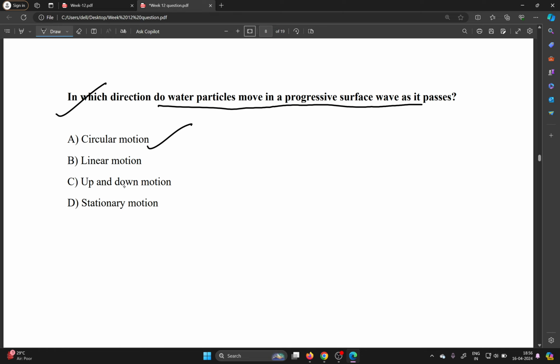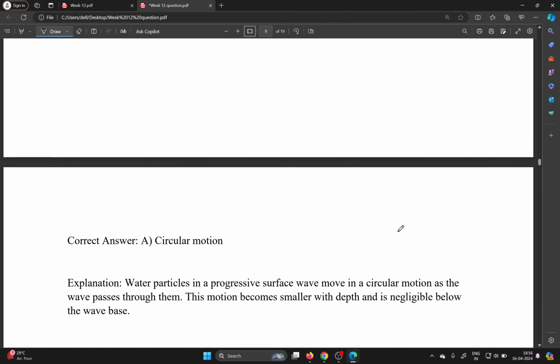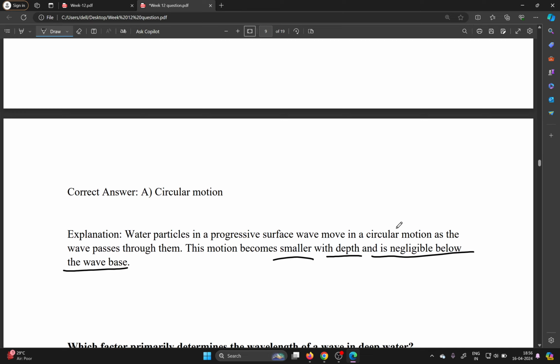The options are circular, linear motion, up and down motion, stationary motion. So definitely it will be circular motion. Water particles in the progressive surface wave move in a circular motion as the wave passes through them. This motion becomes smaller with depth and negligible below the wave base. Sir has also explained this through a pictorial representation. If you want to see, please go through the lecture.